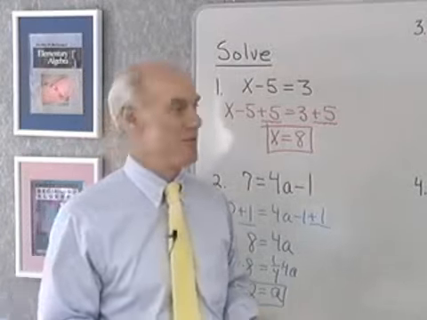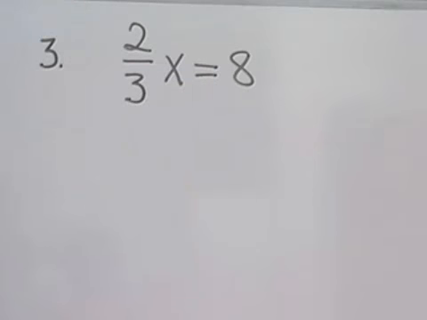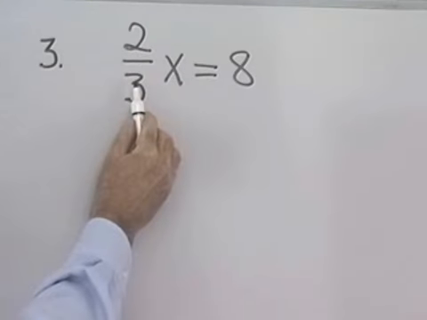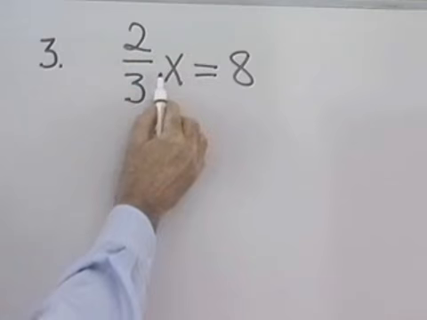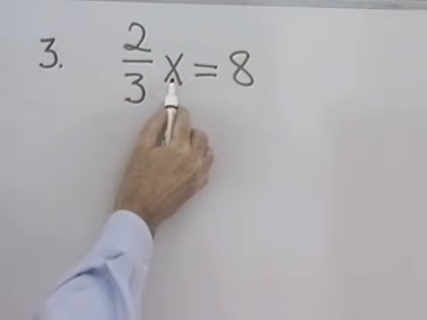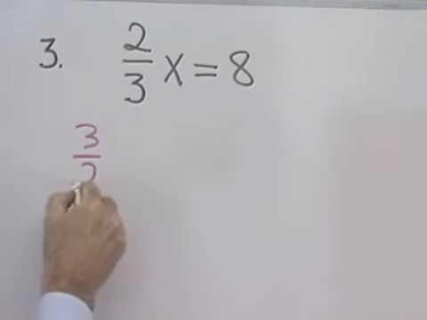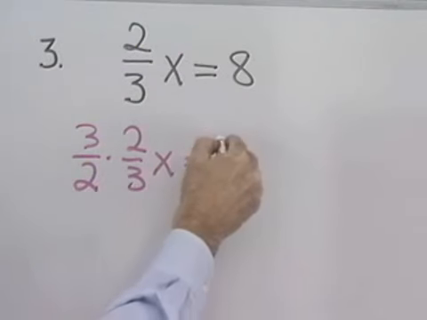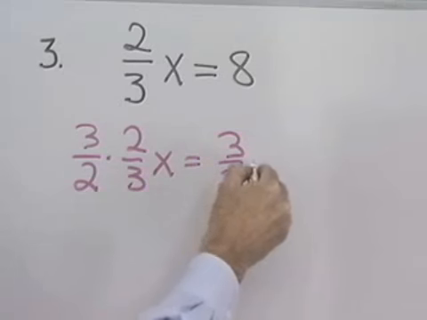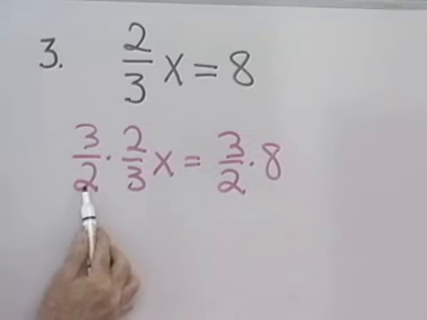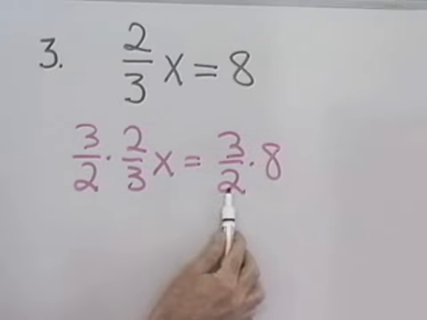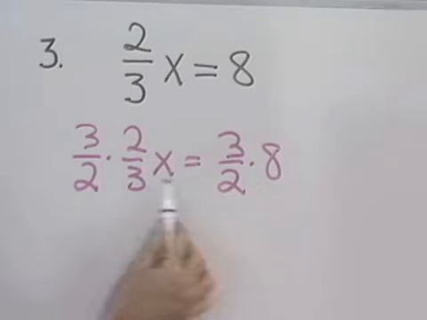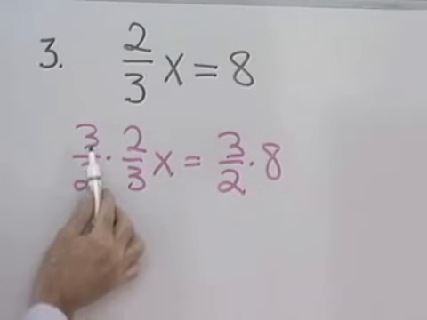Let's look at our third equation. 2/3 x is equal to 8. I want to solve this for x. I notice that I have 2/3 x on the left side. I want just 1x. So I'm going to multiply this left side by the reciprocal of the coefficient of x. So 3/2 times 2/3 x is equal to, that's right, 3/2 times 8. If I multiply the left side by 3/2, I have to multiply the right side by 3/2 also, and that is the multiplication property of equality.